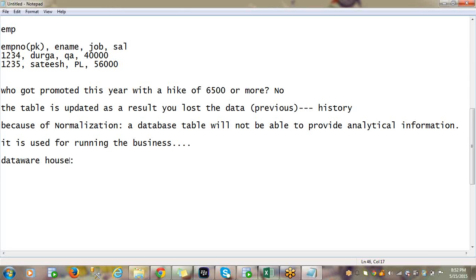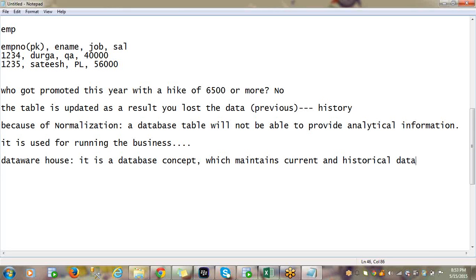Now, what is a data warehouse here? I'm going to give you the simplest definition. It is a database concept, a concept that is extended from a database. Most people will think that a data warehouse is a tool, but a data warehouse is not a tool. A data warehouse is a concept that is extended from a database. It is a database concept which maintains current and historical data.